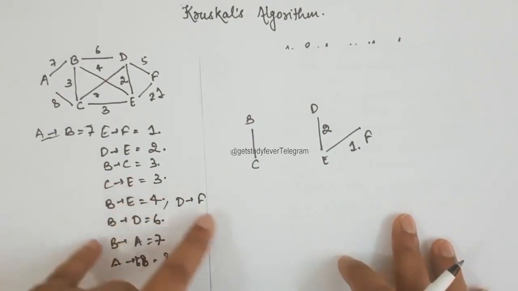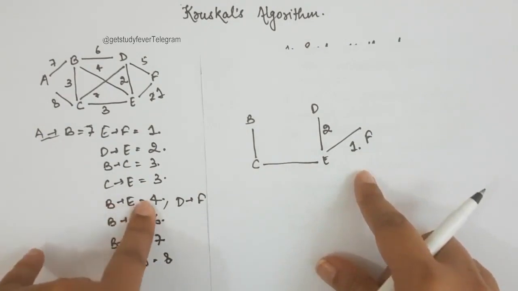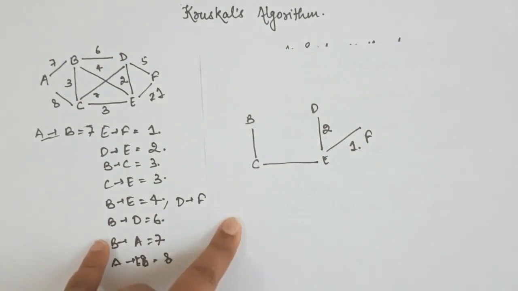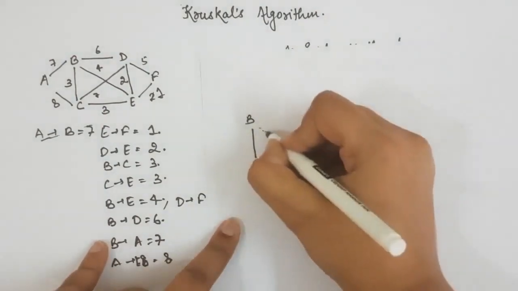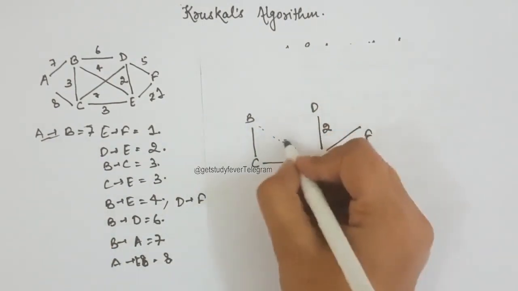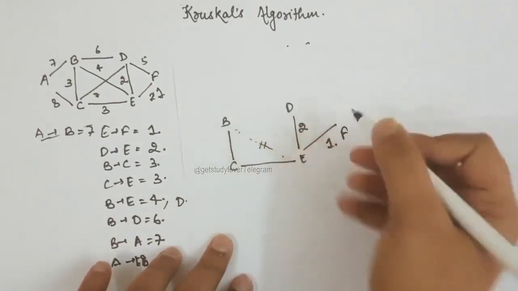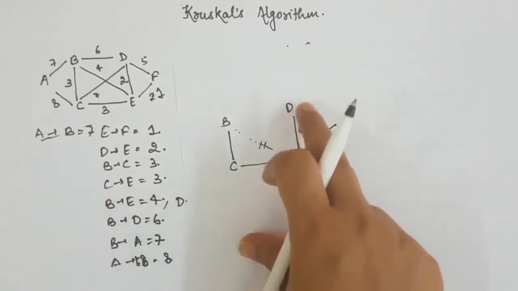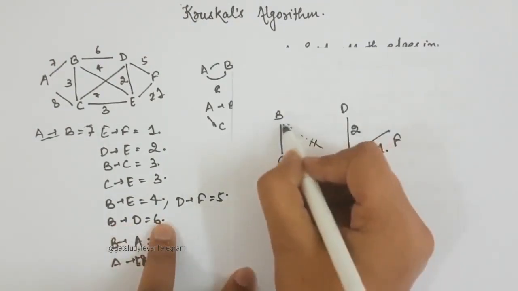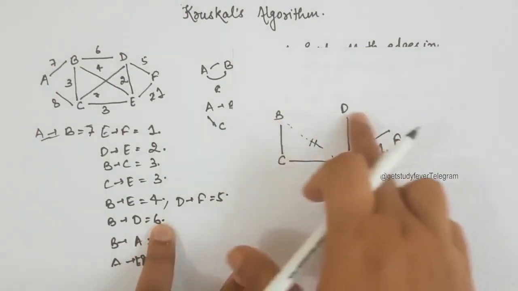Now we have C to E, we will include that. Then we have B to E. Now in case I put B to E here, can I say that a cycle will be formed? If I put B to E, I see that a cycle will be formed, so I ignore B to E. Now we have D to F as 5. Again, if I put D to F here, a cycle will be formed, so I ignore D to F. I check B to D as 6. Again, if I put B to D here, I get a cycle, so here also I ignore B to D.